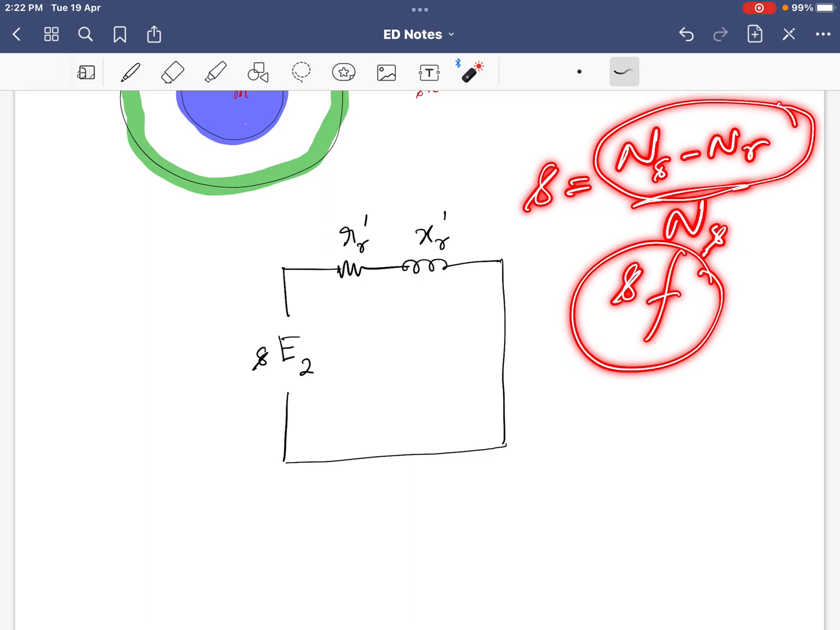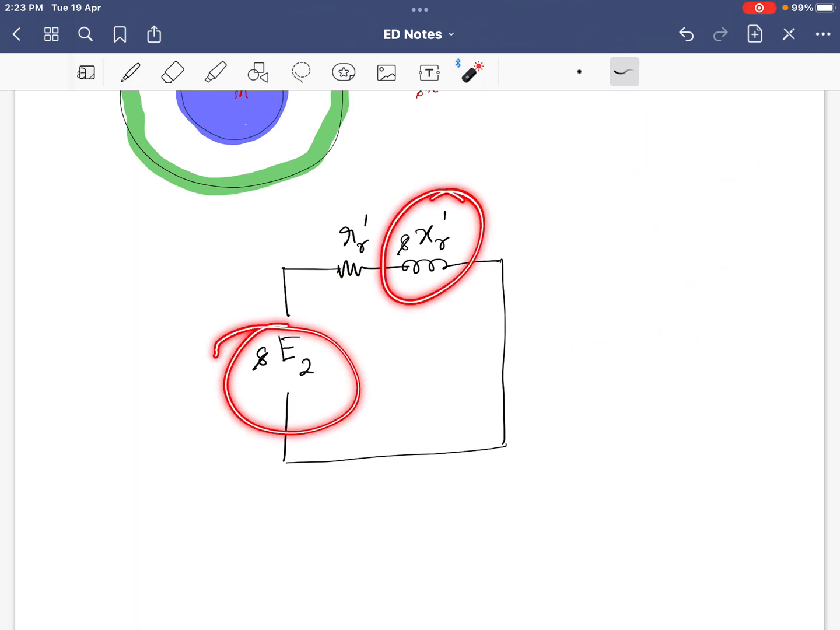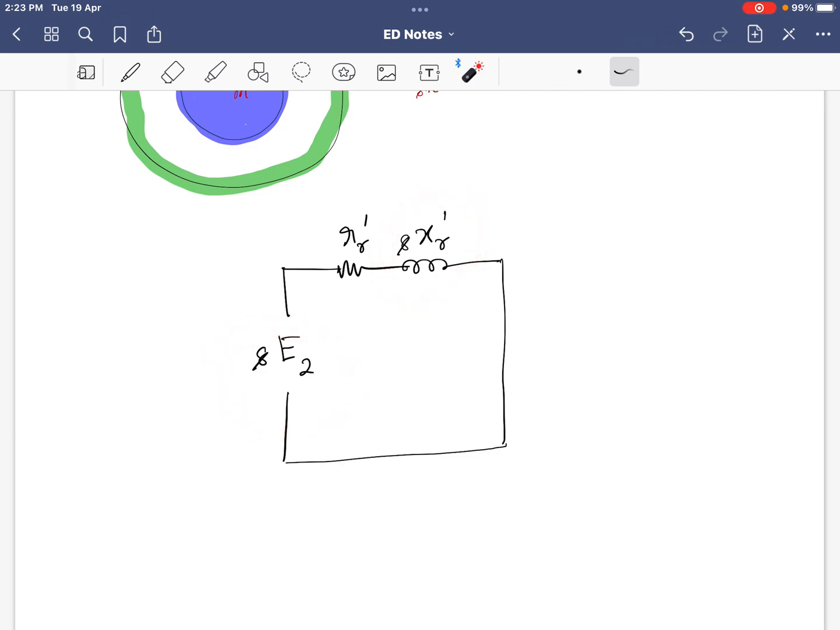The earlier frequency is 50 hertz. Now because the rotor starts rotating in the direction of the stator flux, the resultant frequency will be low, and the EMF induced will also be multiplied by S. Similarly, the reactance also gets multiplied by S, so we have these two terms where S is multiplied. Now the circuit is complete. Can I redraw the same circuit over here? Can we redraw this part of the circuit like this?